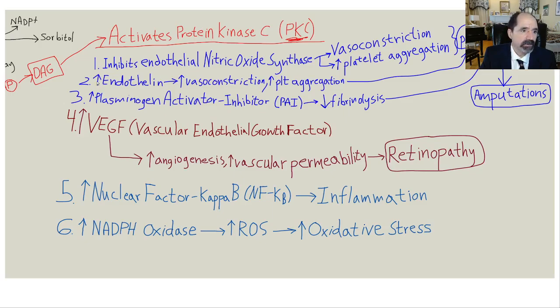So this is sort of continuing from that other slide. Here's our accumulation of diacylglycerol, activating protein kinase C. And then protein kinase C just does a whole bunch of bad stuff. I'm listing here 6 things that it does, and they're all really bad. And this is why, in my opinion, I talk to a lot of diabetics, and in my experience, the majority of diabetics, they're not fully with it cognitively. It's amazing how they have no sense of how sick they are.